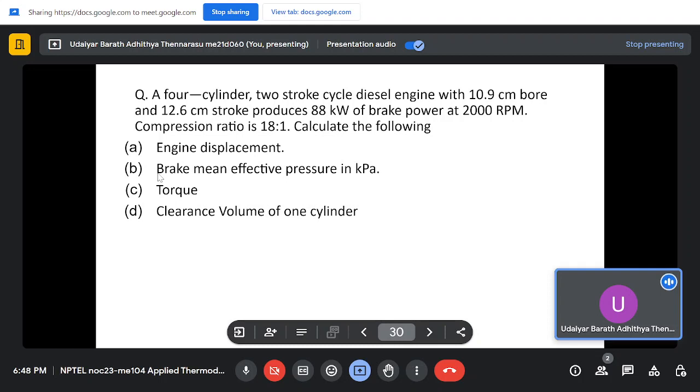For this case, we have been asked to calculate the engine displacement, brake mean effective pressure in kilopascal, torque, and clearance volume of one cylinder. We have 4 cylinders, and the clearance volume in one cylinder is what we have been asked to calculate. We will start with engine displacement. Engine displacement is the displacement volume, which is nothing but the volume of the cylinder over the stroke length, so pi by 4 into bore diameter squared into stroke length.